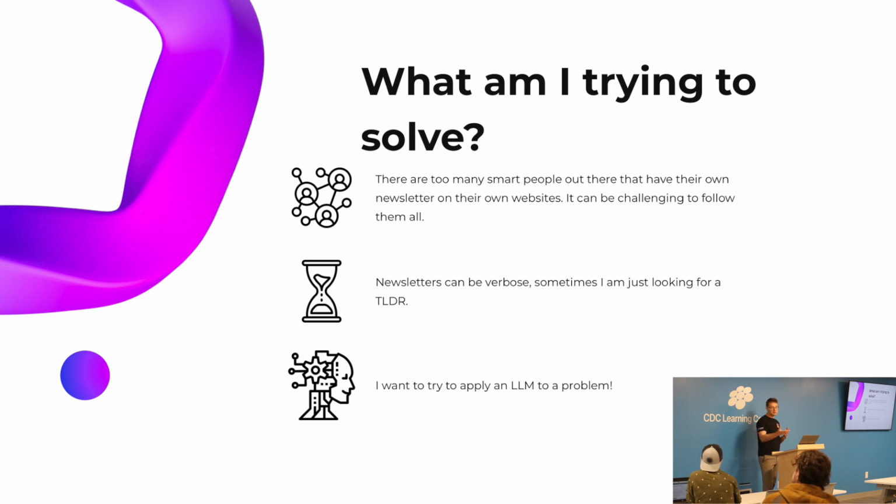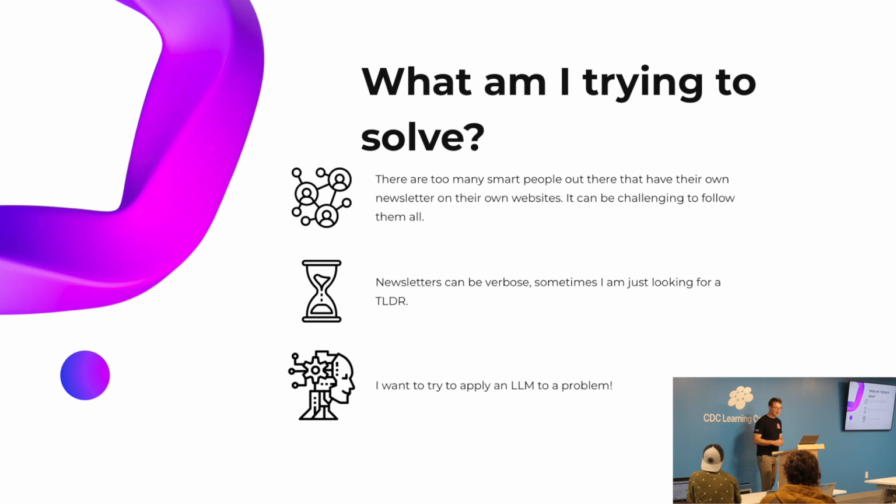And then newsletters can be verbose. Sometimes I'm just looking for a TLDR. I don't want the whole 5,000 word summary of what this guy's got to talk about, how to go from a junior dev to a principal lead at some big FANG company. Sometimes I just want the short, brief bullet points. Do I need to talk more in meetings? Do I need to talk less in meetings?